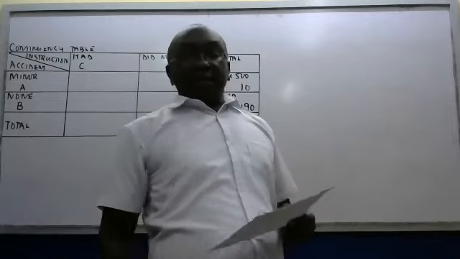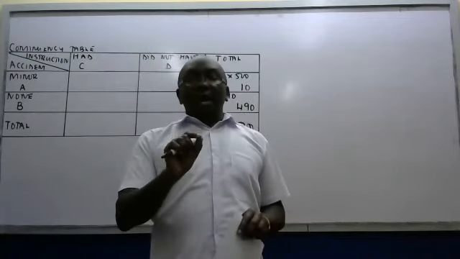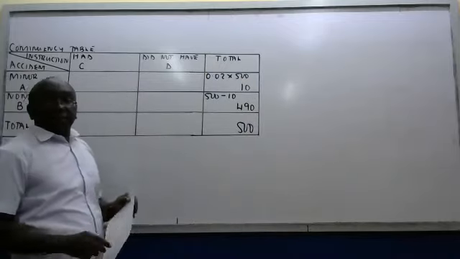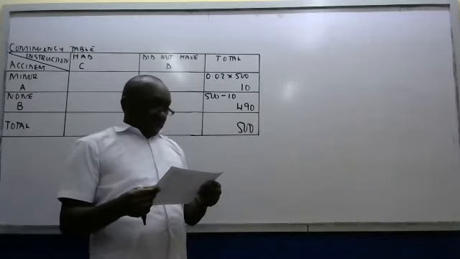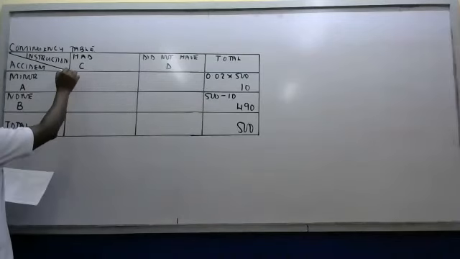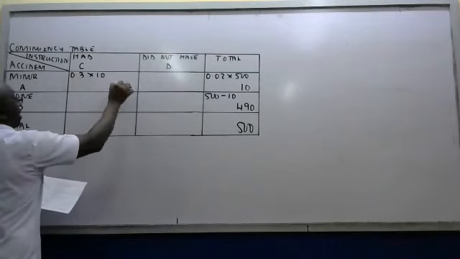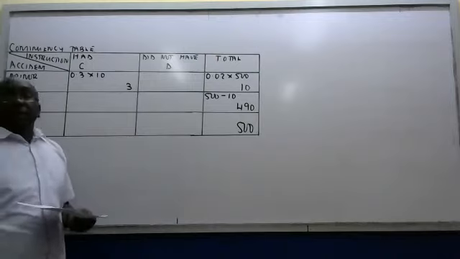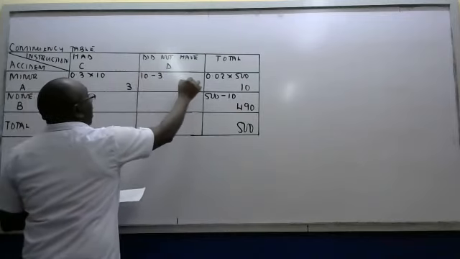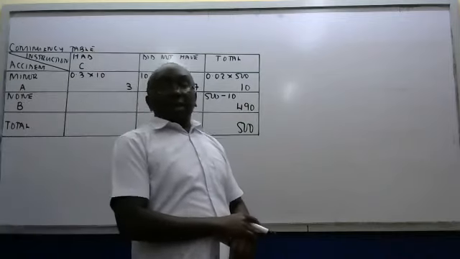The question proceeds to say of this. That word this is referring to those who had minor accidents. And we are told of those, 30% had safety instructions. So it will be 0.3 times 10, and the answer is 3. It then follows that this one must be 10 minus 3, and the answer is 7.